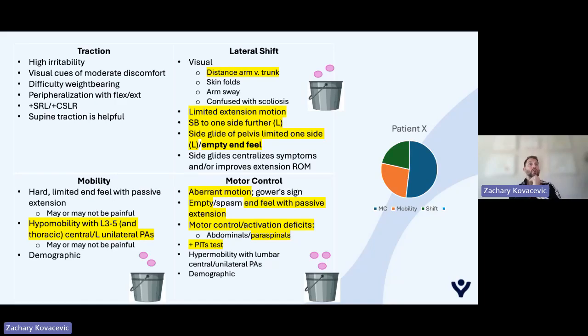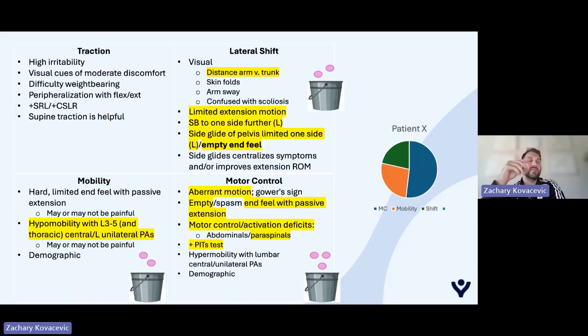And what do you know? It's next. So this is our patient X, right? If we can utilize the pie chart, we can utilize the marbles in the bucket metaphor, whichever suits you, they're both here. But traction, right? The individual is not benefiting from traction. They were negative. We redded that out for the striatal grays and cross striatal grays. There's a lateral shift present. There's increased distance between the left arm and the left side of the trunk versus the right. There's limited motion with extension. There's side bending further to the left side. There's an empty end feel with the side glide of the pelvis. So there's lateral shift stuff present.